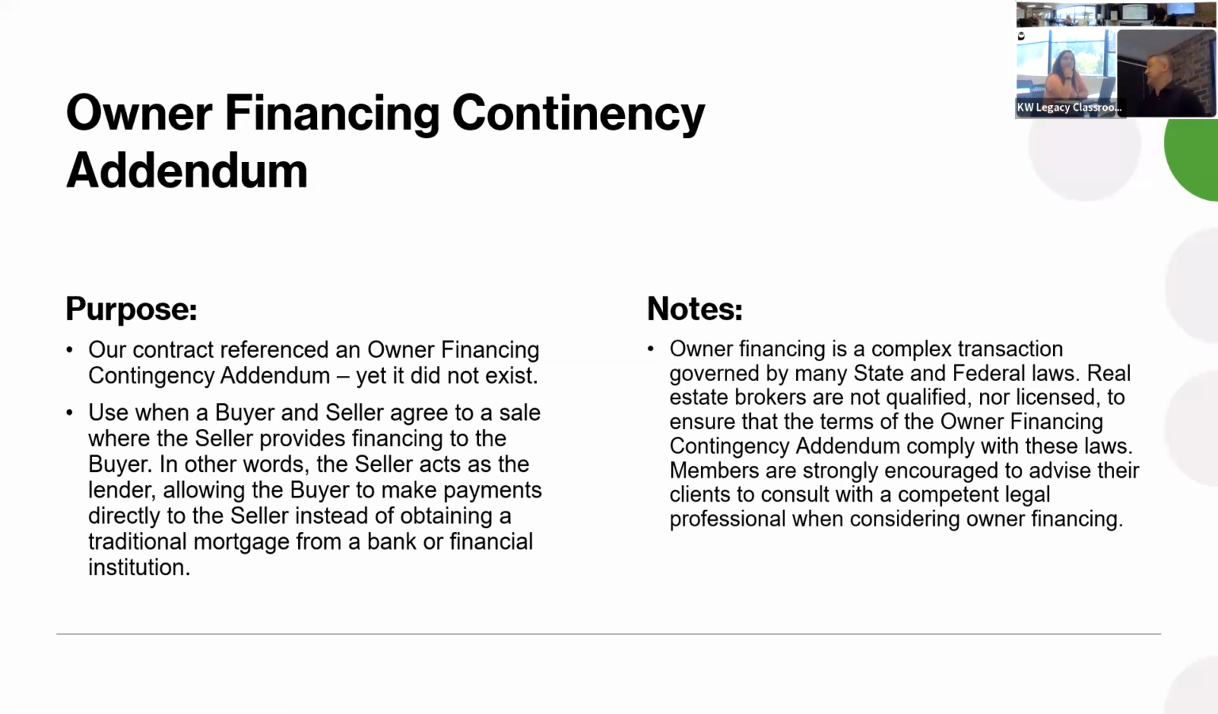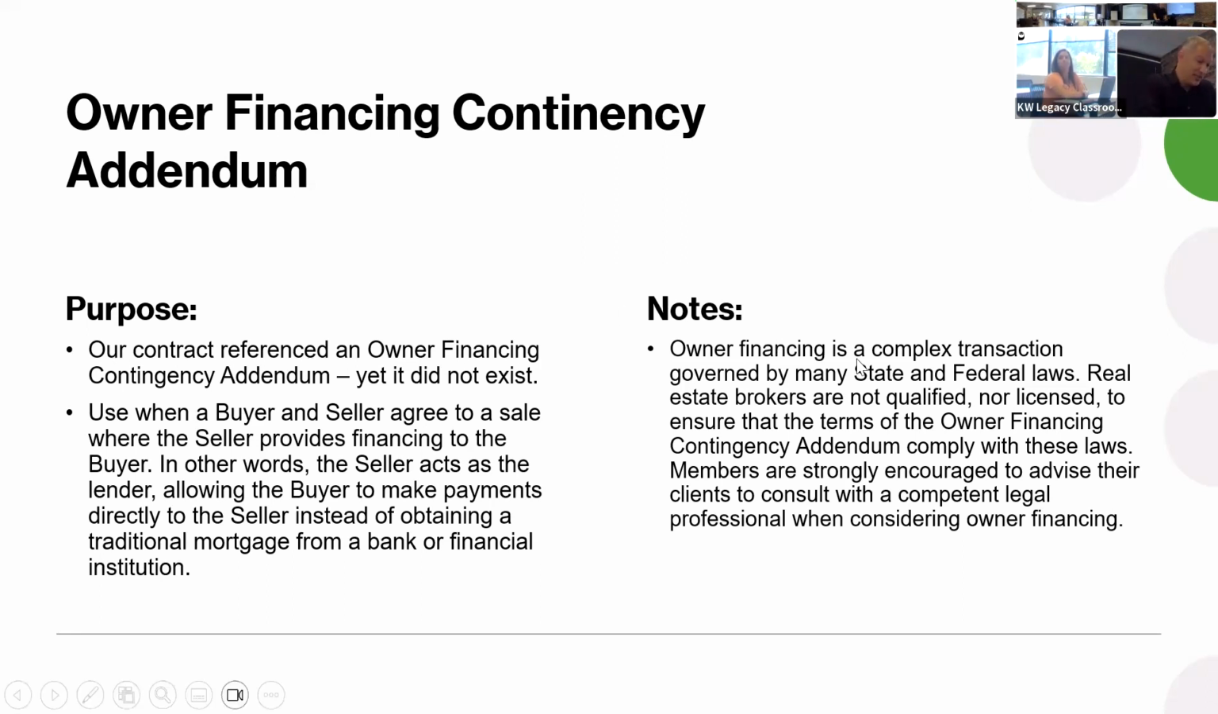Okay, here's the other one that stresses me out. The owner financing contingency addendum. Again, this was referenced in the contract, didn't exist, and now we're giving it to you. For people that work in the investment space, owner financing has already been happening. That is when your seller is also the lender, and instead of you getting your own loan, you pay them for the house that they're giving to you.